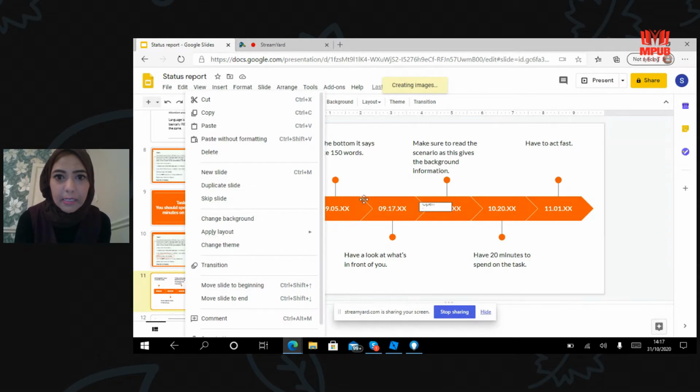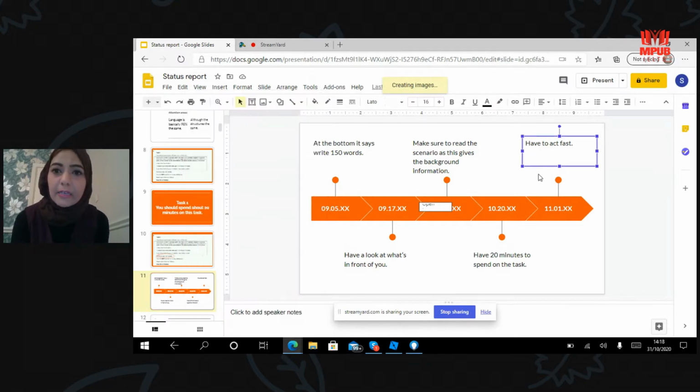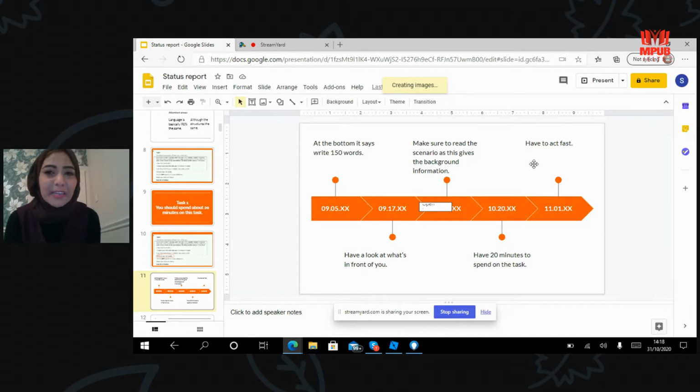Let's get back to this. You have to act fast, because as soon as you see that you've got 20 minutes to do the task, immediately you know that you need to act fast. Obviously, again, you have 20 minutes only to spend on the task. So quickly have a look at what's in front of you.